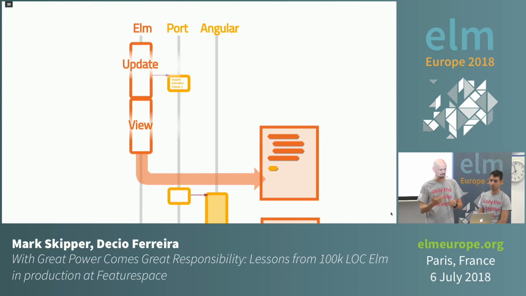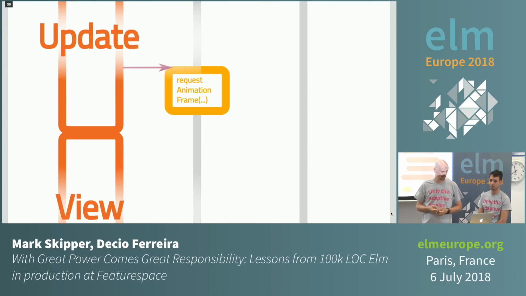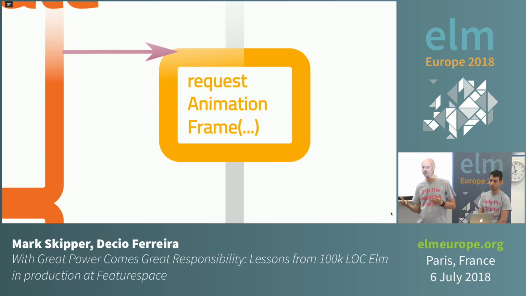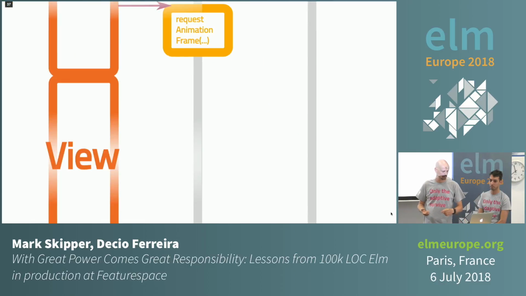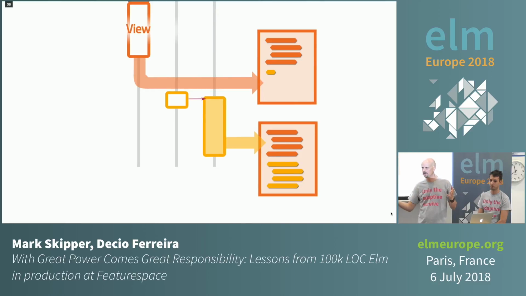So they needed to live together in different ways. When we want to render a page with Angular content, the update gathers the data that the Angular code needs and sends it out via a port. The port requests the animation frame with a callback that's going to render the Angular content. The Elm view renders the DOM, including a node which will be the root of Angular's content. And then when the callback runs, the Angular app runs and renders the rest of the content at that point.